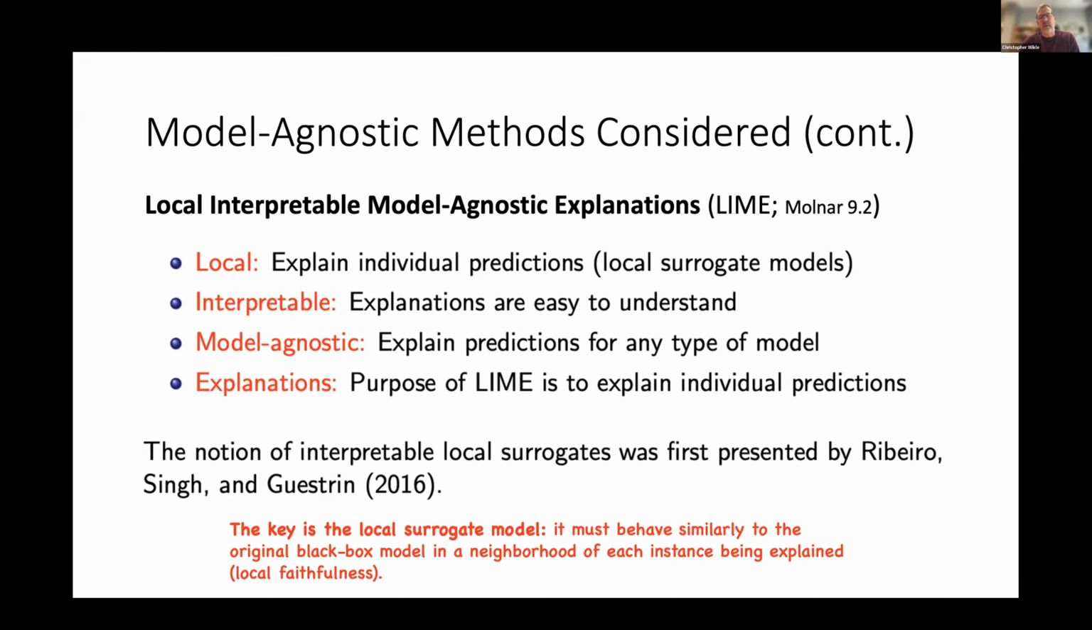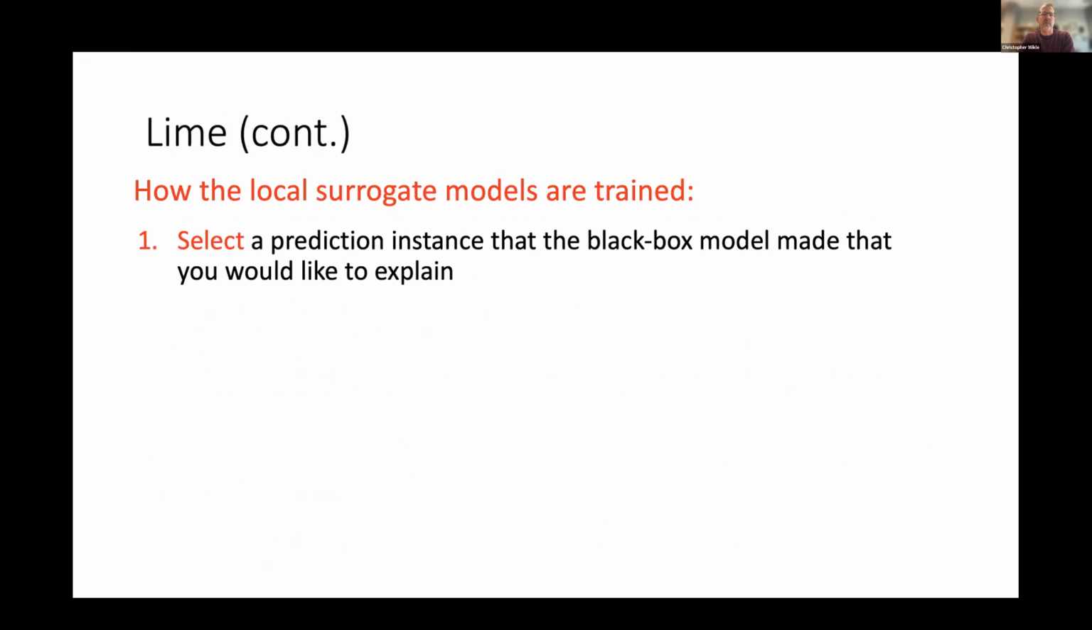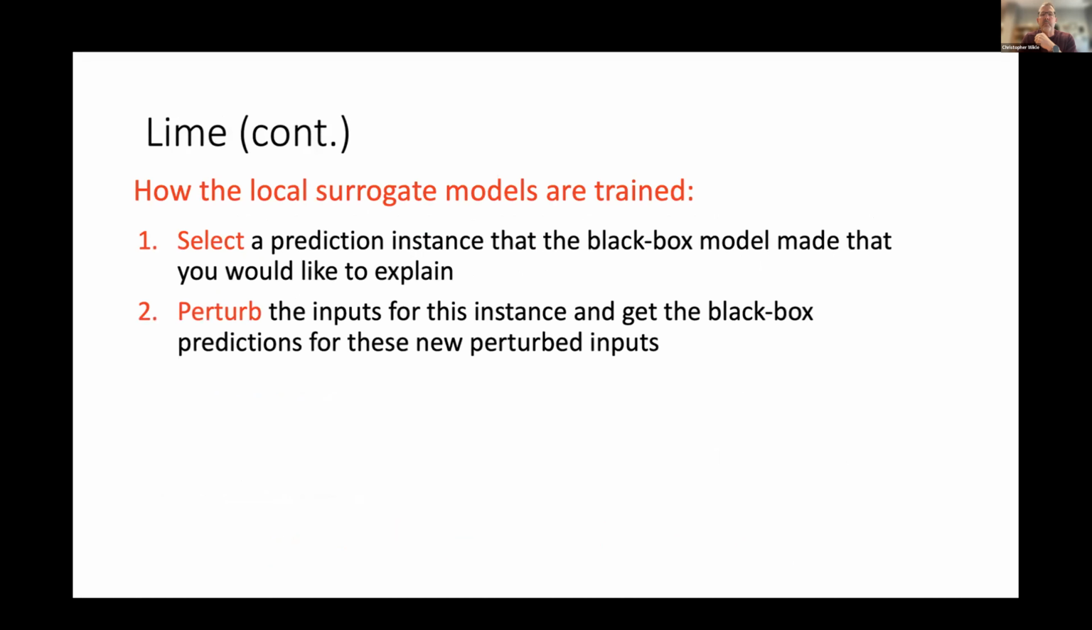This is a notion of building surrogate models to explain individual predictions. And it's the same idea, though. We just have some kind of explainable model that we fit to the black box model output, and that can allow us to explain what's going on. And so here's how it works. So you just select a prediction instance that the black box model made and that you would like to explain. You perturb the inputs for that instance, and then get black box predictions for these new perturbed inputs. So, we do that a bunch of times.